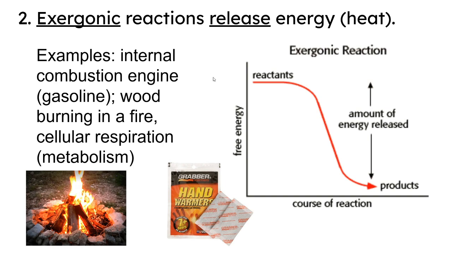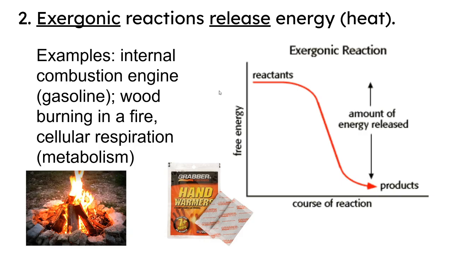An example of an exergonic reaction is the internal combustion engine of a car, when it burns gasoline. That's something that not only produces heat, because engines get hot, but it also produces motion. So those are both different types of energy. Wood burning in a fire produces heat. Cellular respiration, the process of you eating food, that food getting broken down and turned into different forms of energy. We use that energy for movement, we use that energy to keep ourselves warm, things like that. Those are all examples of exergonic reactions.